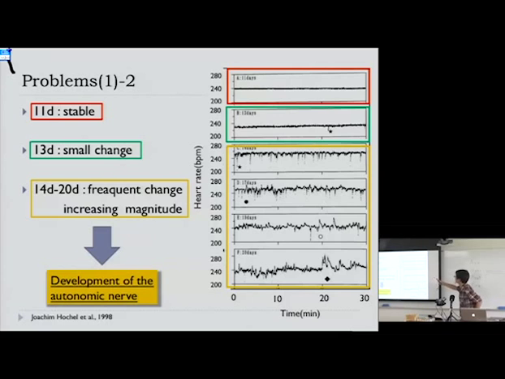Look at day 30. Some fluctuation is happening, and on day 40, a sudden drop is happening, and after that, sudden drops and sudden rises are also happening. This fluctuation is happening because of the development of the autonomic nerve.